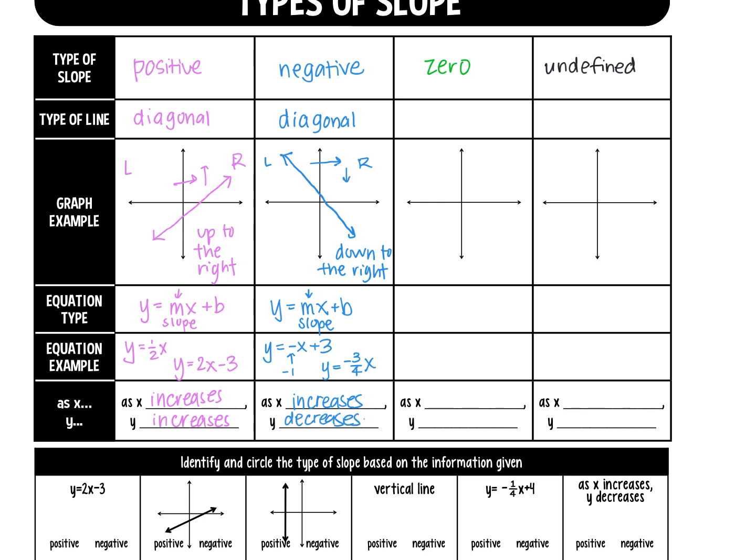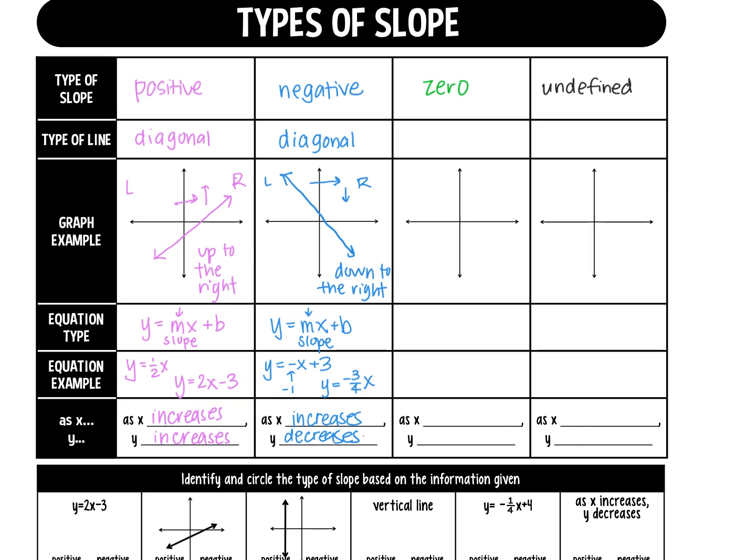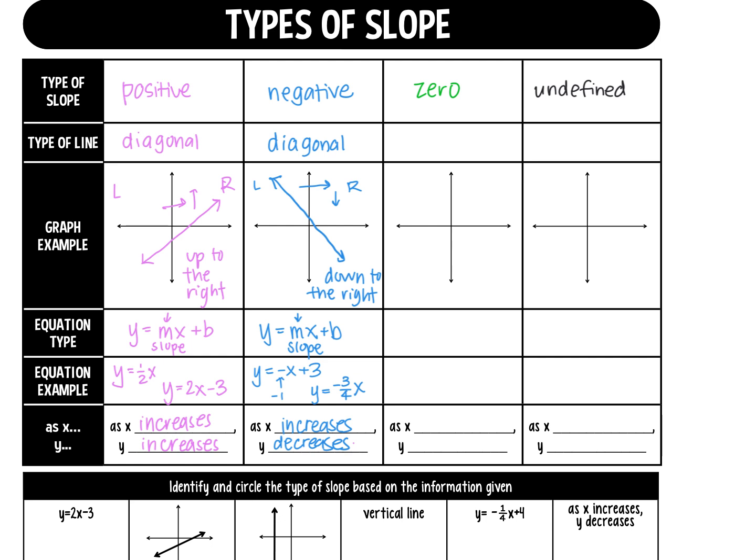So we've got positive slope, we've got negative slope. Well, what number on the number line is between negatives and positives? It's 0. And zero slope is going to give us a horizontal line. So as we move from left to right, it doesn't go up, it doesn't move down, it stays flat.